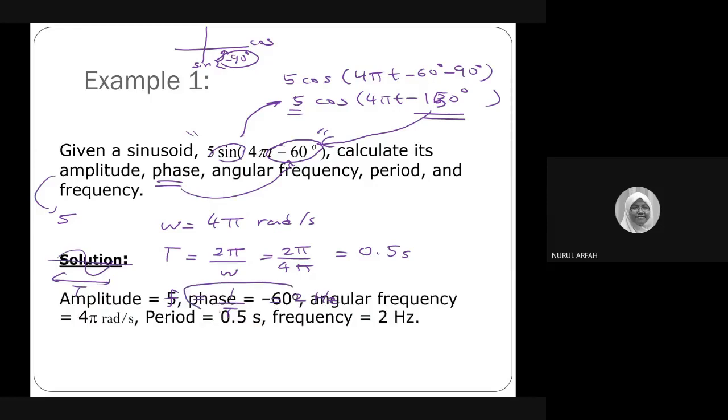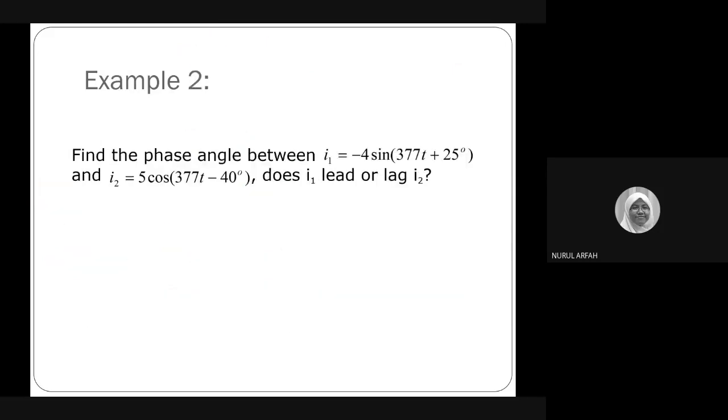Okay, this one, the textbook, they didn't convert it into cosine. But I want to get you used to cosine form. Now this part, we have 2 signals, I1 and I2. Like I said, if you want to compare 2 signals like I1 and I2, you need to check whether your angular frequencies are the same. Are they the same or not?